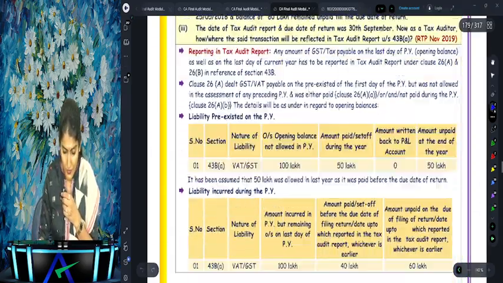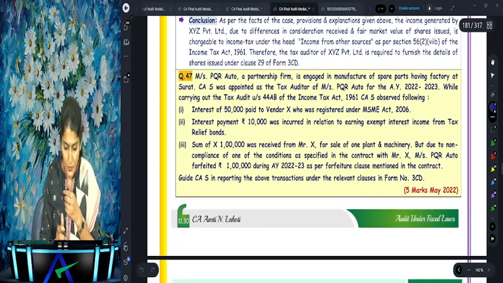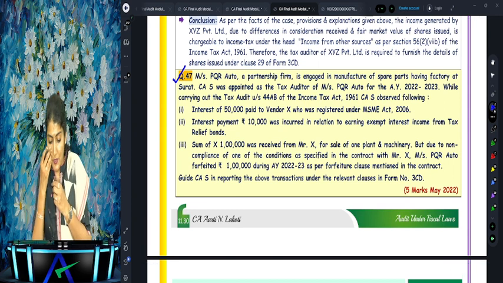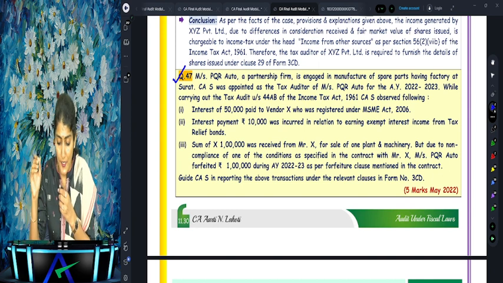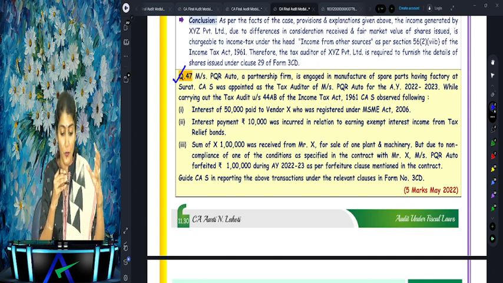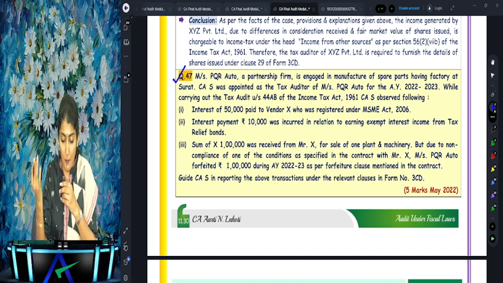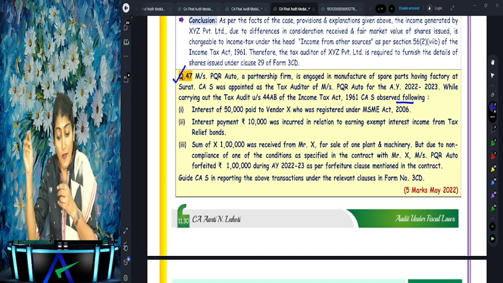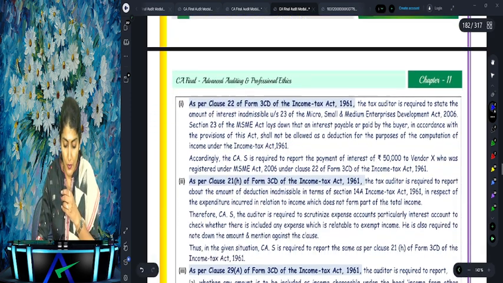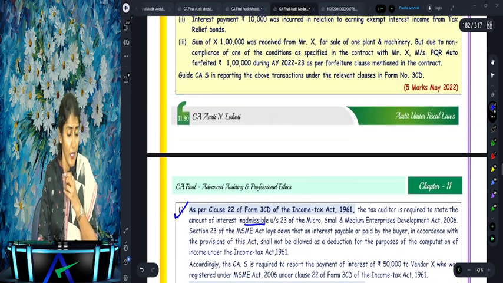Right, so one question which I could probably directly go to because it has got many provisions covered together. Question number 47. Are you with me? PQR Auto, a partnership firm, is engaged in the manufacture of the spare parts, having the factory at Surat. CAS was appointed as the tax auditor of PQR Auto for 22-23. While carrying out the tax audit under section 44AB, CAS observed the following. Interest of 50,000 paid to vendor X, who was registered under the MSME Act. Where do you report that? Under clause 22 of form 3CD. It is inadmissible under clause 22 of form 3CD.